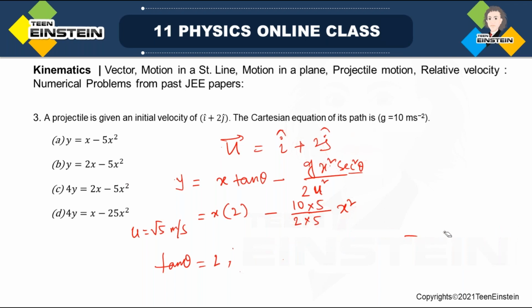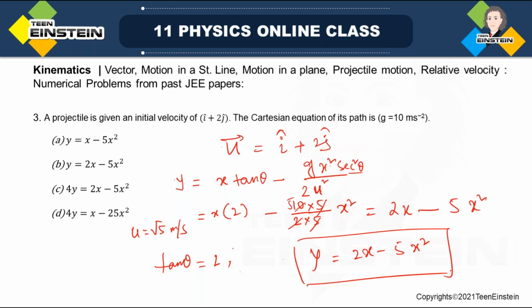So this is a very simple problem. The clue was there that you have to find out the angle theta. So how to do that? Tan inverse Vy by Vx or Uy by Ux. So in this case 2x minus, see, 5 goes off this, so minus 5x square. So y is equal to 2x minus 5x square. This is actually the equation of the trajectory or equation of the path of the projectile. Okay, so here let us choose. So this is the answer.